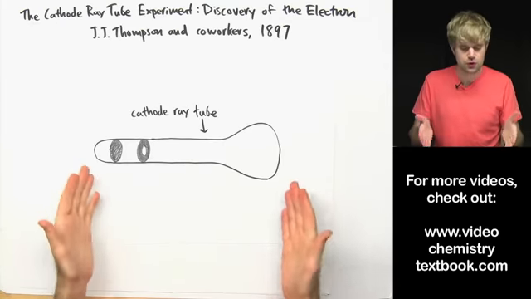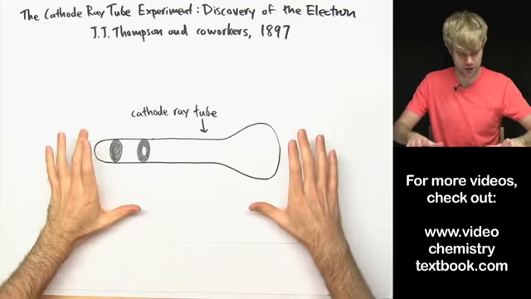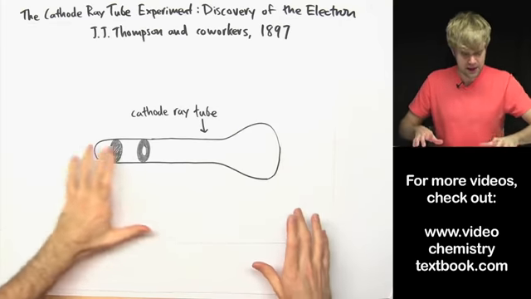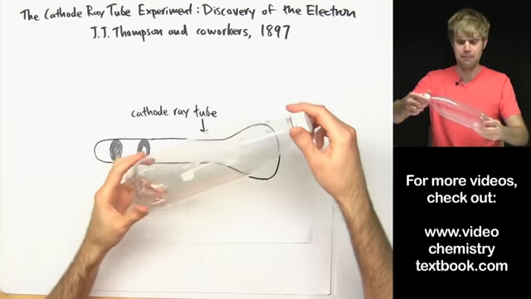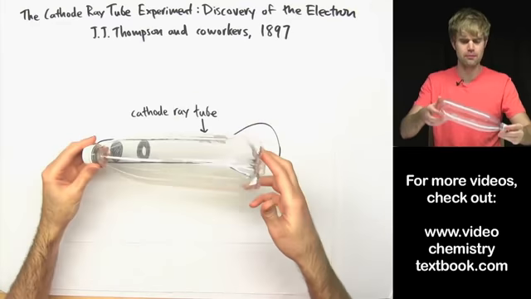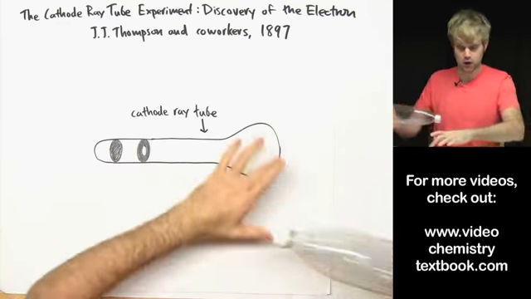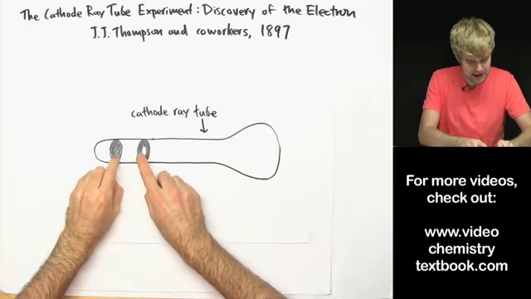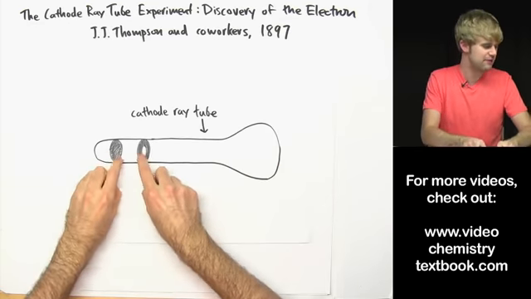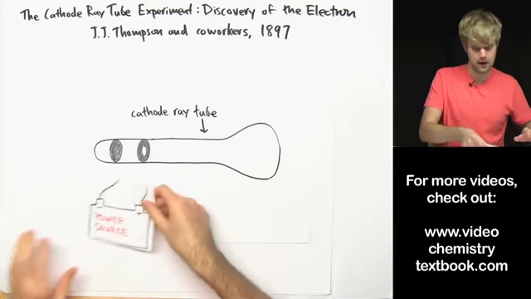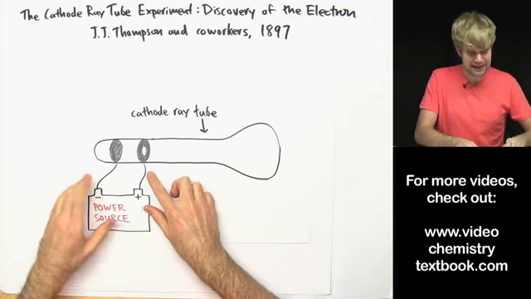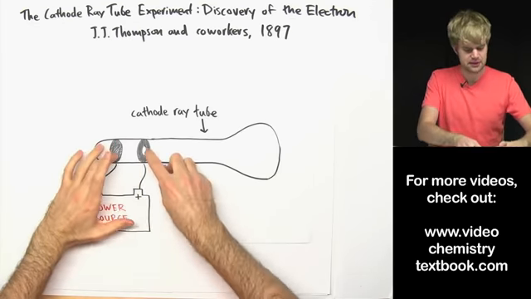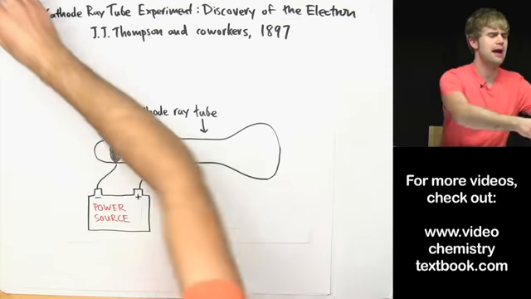So Thomson used what's called a cathode ray tube. It's a big tube of glass that's kind of like a bottle. You can imagine it sort of like this soda bottle. It's sealed all over, and then you pump all the air out of it. Okay? And it has these two pieces of metal at this end. So Thomson connected these two pieces of metal to a power source, and here's what happened.